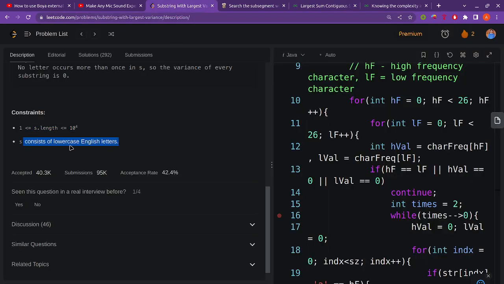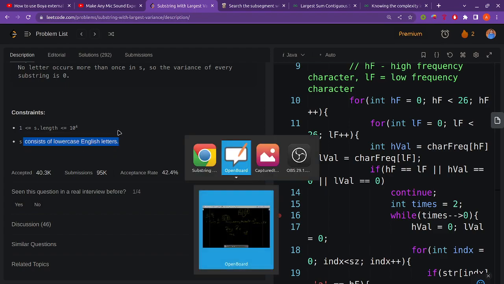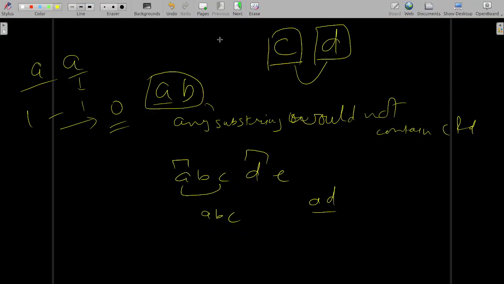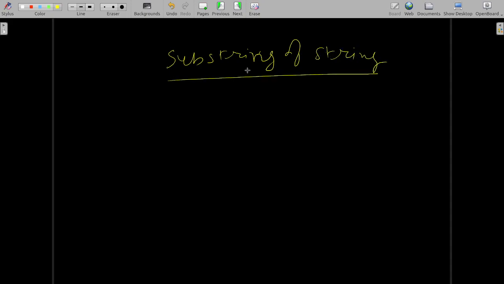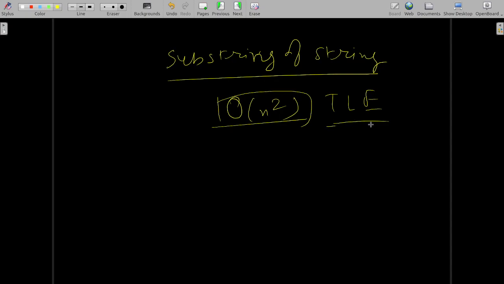The third constraint is that all the letters are English lowercase letters. So if you are thinking of a brute force way to generate all the substrings of a string, which is n square by the way, it would give TLE. So this approach is rejected and we won't be moving towards it.